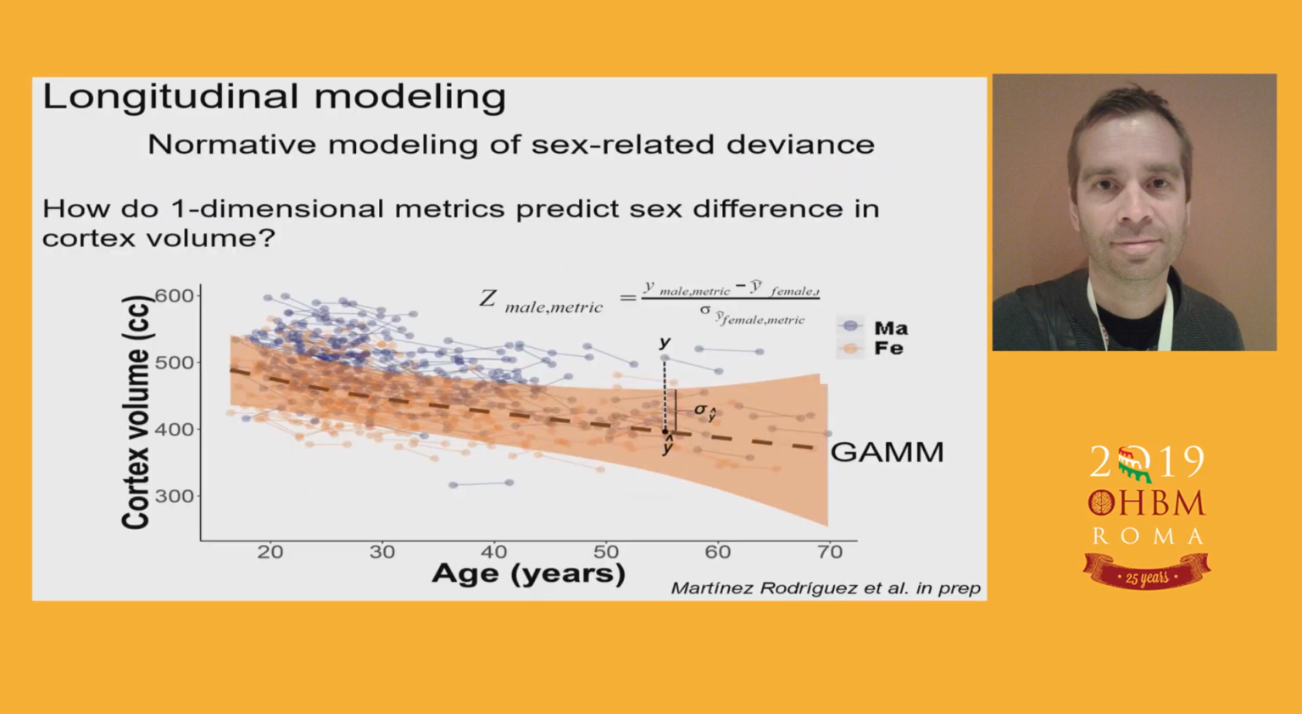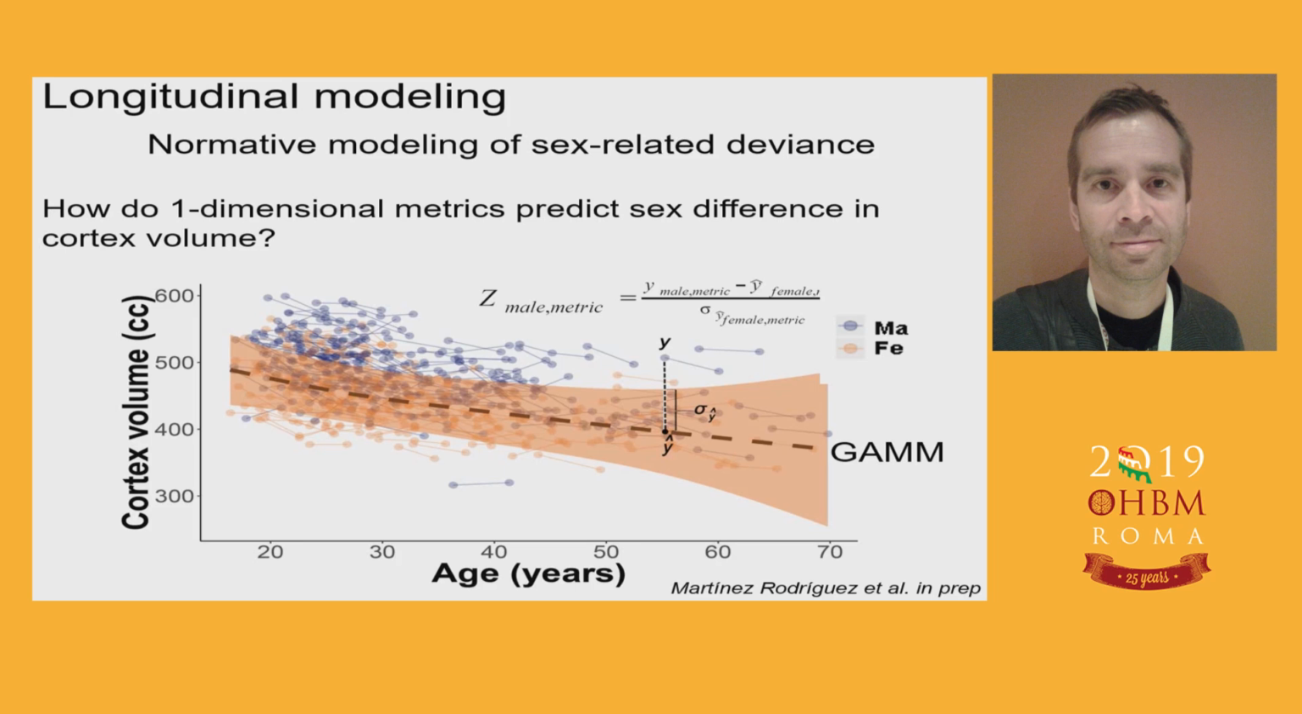The second example is an example in a healthy sample. So we took only the healthy males and females from our longitudinal sample. And we wanted to ask the question: we all know that there's a cortical volume difference between males and females. Of our one-dimensional metrics, so I'm talking about sulcal depth, length, width, and cortical thickness, which of them predicts best this difference between males and females in cortical volume?